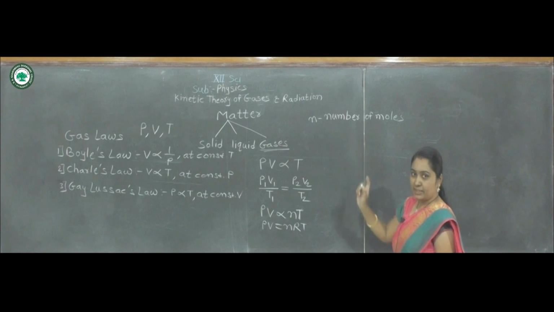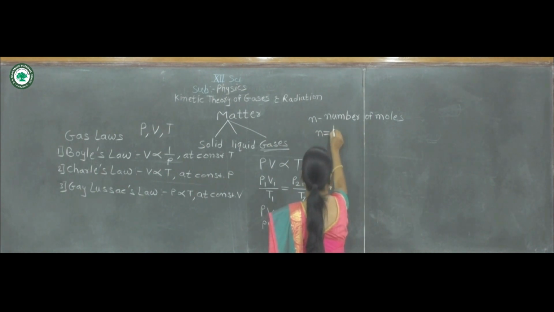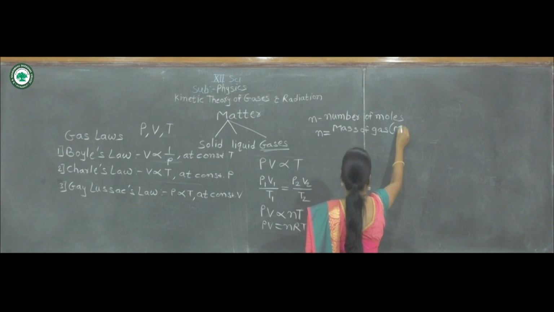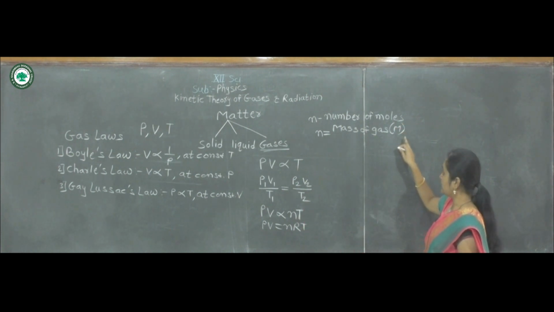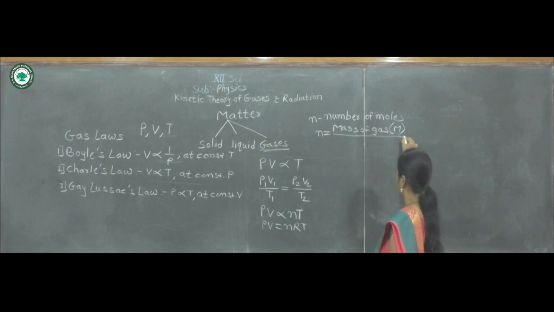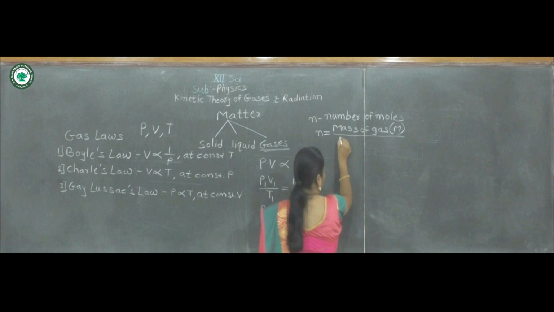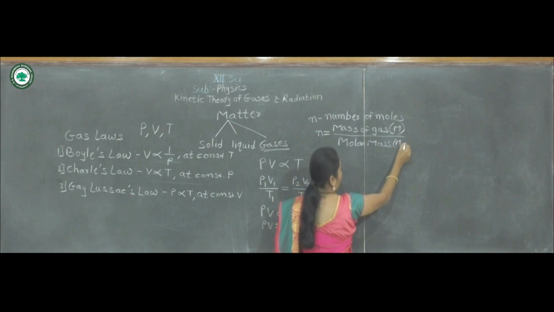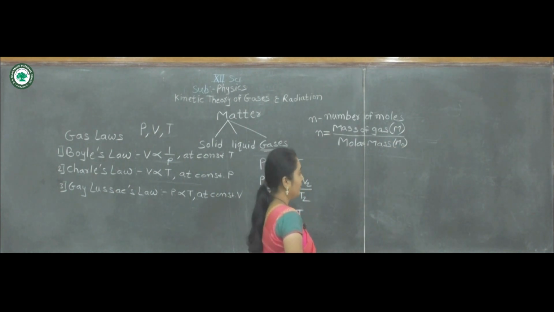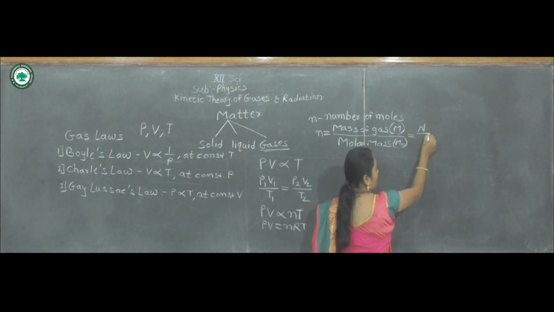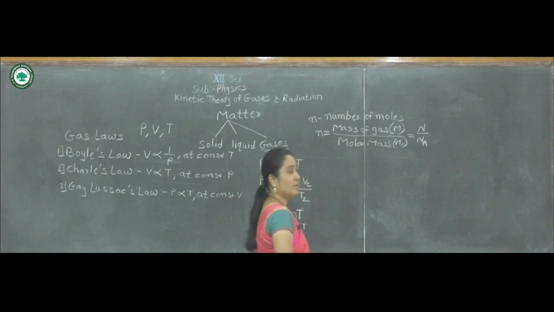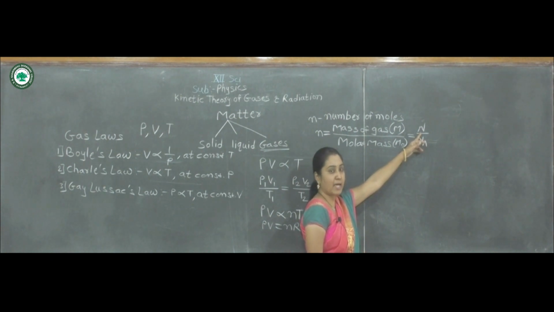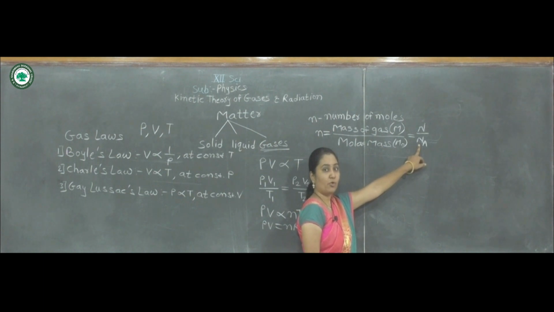So this n is given by n is equal to mass of gas, capital M, divided by molar mass M0, which is also equal to capital N upon Na, where N is the number of molecules in the gas and Na is the Avogadro number.